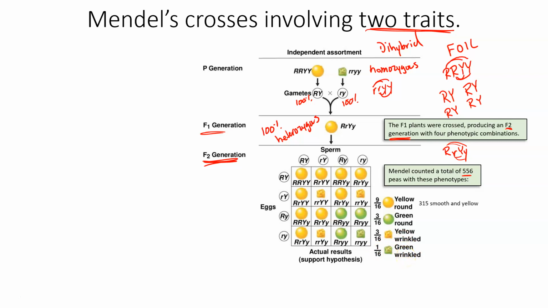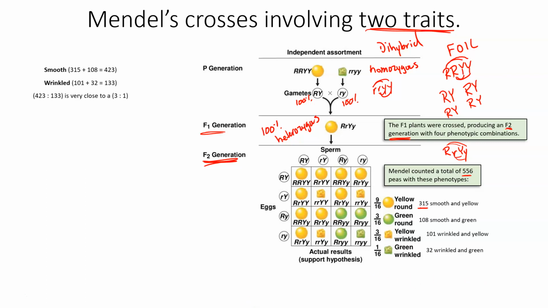Okay? So, of the 556 total peas, if we try to calculate how many we should get that show the 9:3:3:1 ratio of 556, 315 are smooth and yellow, 108 smooth and green, 101 wrinkled and yellow, 32 wrinkled and green. This is roughly a 9:3:3:1, which gives us a total of 556 offspring. Okay?